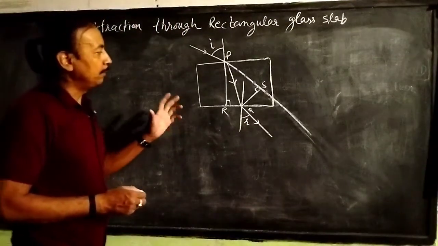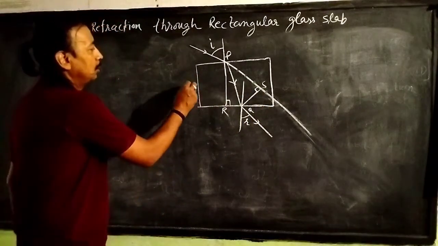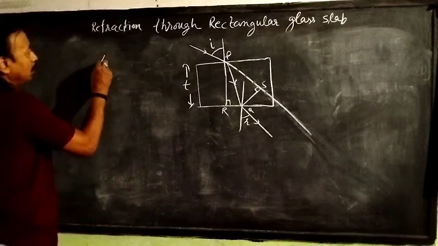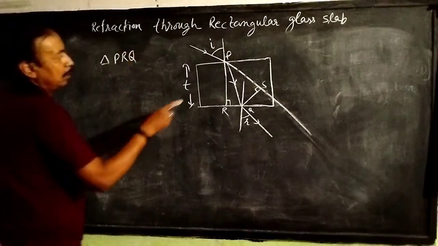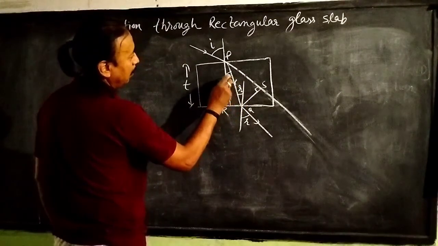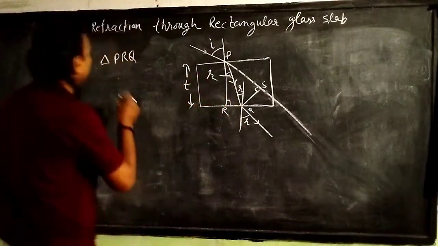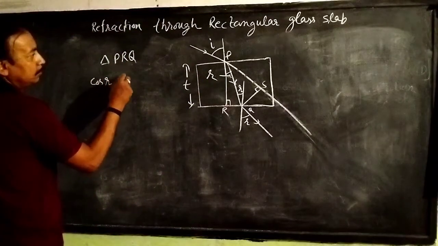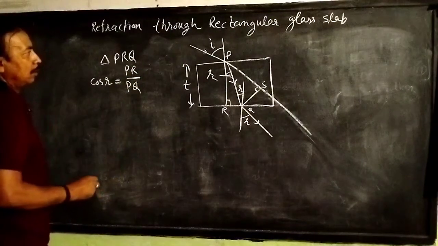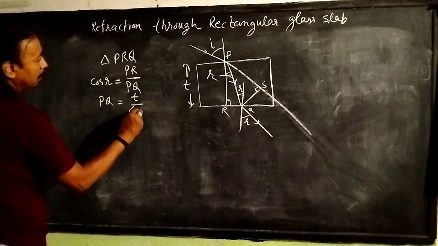Now we will try to find out this lateral displacement. To find it, suppose this is the width of the glass slab, that is T. In triangle PRQ, this is R, this is also R. Base PR by hypotenuse PQ is equal to cos R. Cos R equal to PR by PQ. PR equal to T, so PQ equal to T by cos R.